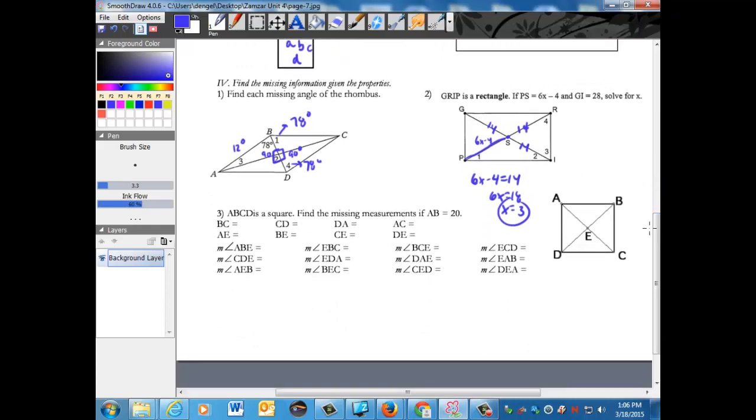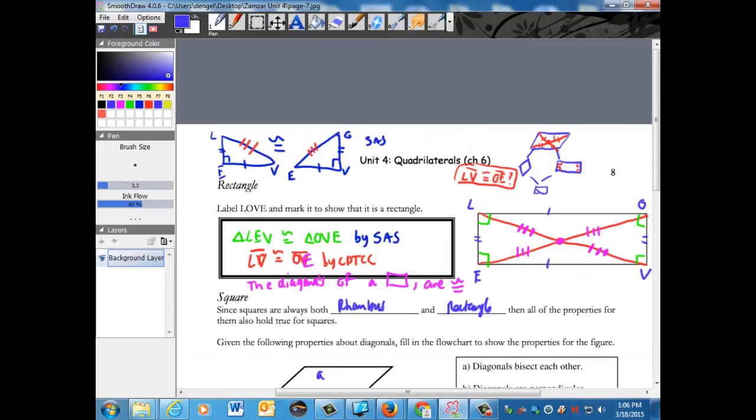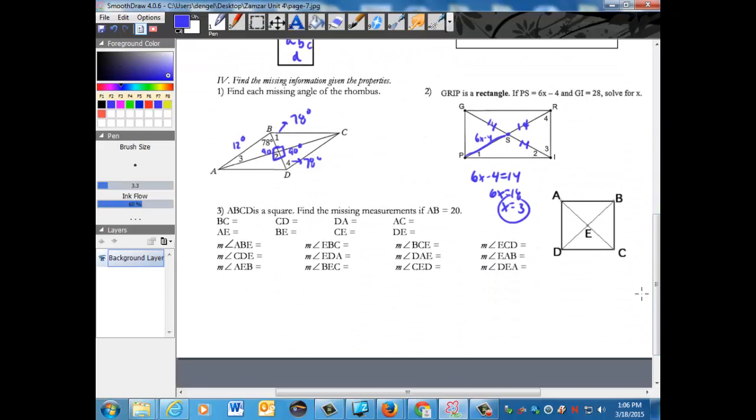All right, our last shape. We're told that ABCD is a square. AB is 20. Therefore, BC is 20. Therefore, CD is 20. DA is going to be 20. Now, if all of these are 20, and we're asked to find the length of a diagonal, then let's create a right triangle. So we have a right triangle with 20 and 20.